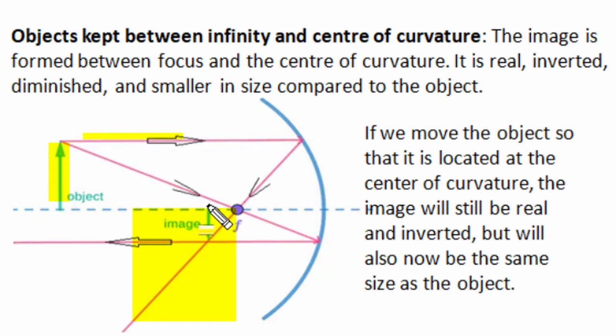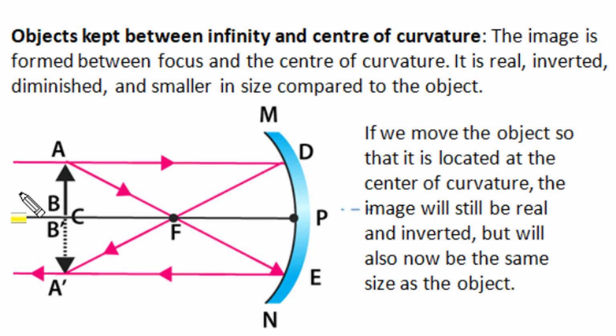So the image is formed between the focus and the center of curvature, and this image is real, can be obtained on a screen, and inverted, diminishing in size, that is smaller in size compared to the object, as shown in this diagram. So when the object was at infinity, the image was at focus and very small in size, and when the object moves towards the center of curvature from infinity, the inverted image gets enlarged and moves towards the center of curvature.